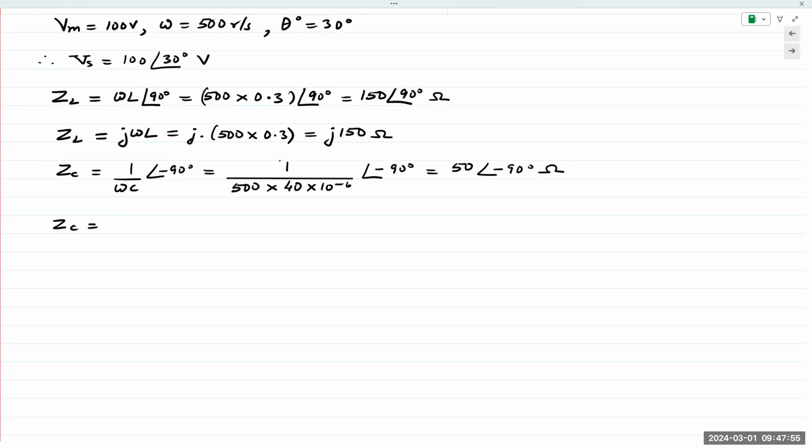In rectangular coordinates, this is 1 over j omega C. This comes out to be 1 over j into omega 500 into 40 times 10 raised to minus 6. This becomes minus j 50 ohms. Same thing, just different coordinates. Okay.